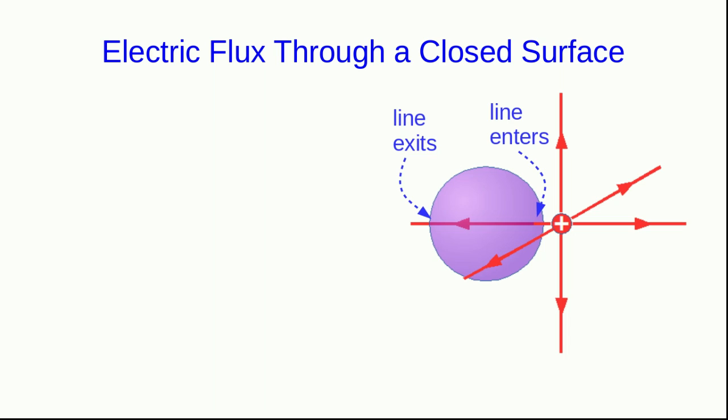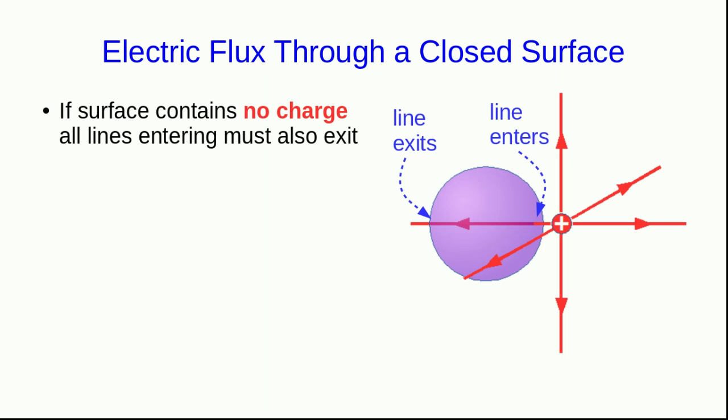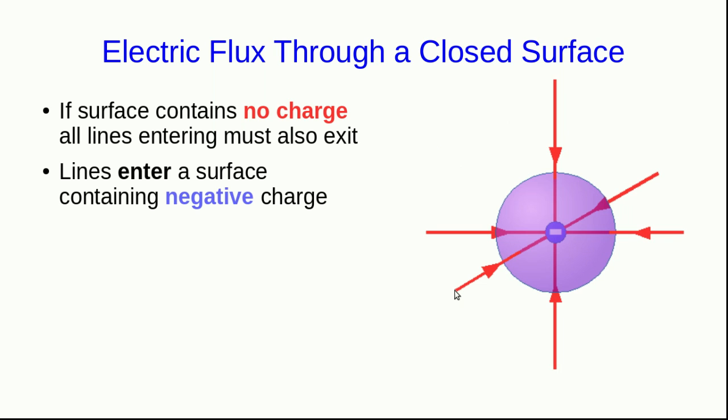And in fact, it must, because the only place a field line can terminate is on a negative charge, and there's certainly no negative charge inside that surface. And so if a surface contains no charge, all lines that enter the surface must also exit it. On the other hand, if the surface contains a negative charge, then because lines have to end on negative charges, lines have to enter a surface that contains a negative charge.